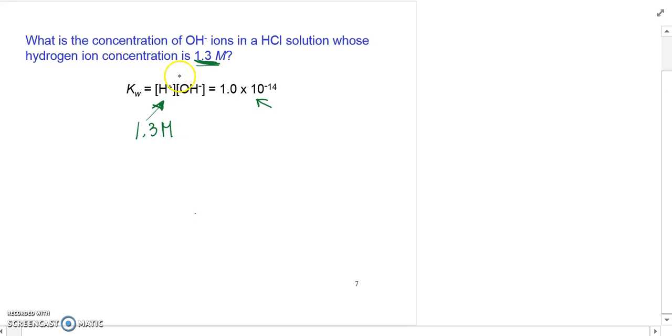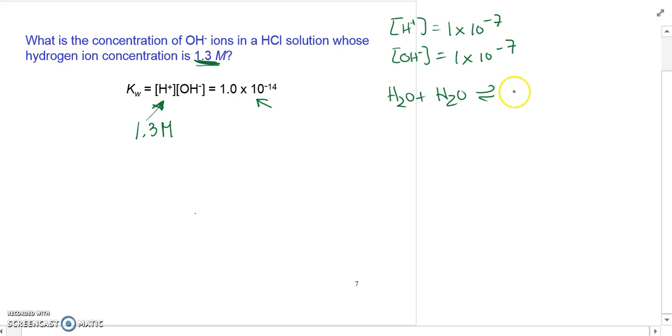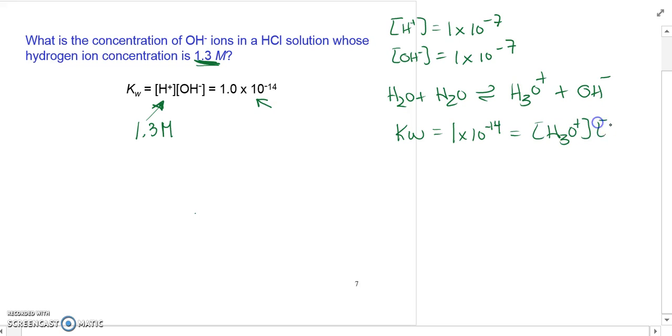In neutral water, the concentration of H plus is 1 times 10 to the negative 7. The concentration of OH minus is 1 times 10 to the negative 7. They have to be equal because water is neutral. Remember, this is the equation where we have two waters in equilibrium with H3O plus and OH minus. And at 25 degrees Celsius, Kw equals 1 times 10 to the negative 14, which is equal to the concentration of H3O plus times the concentration of OH minus.